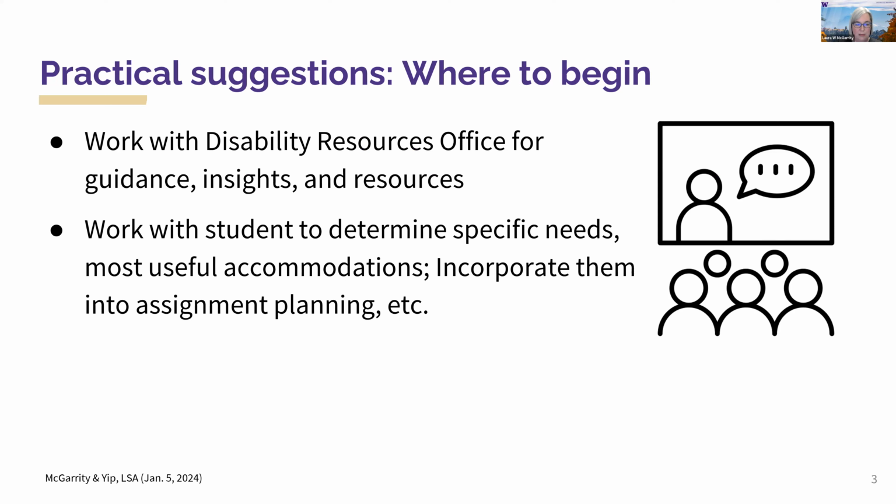In terms of where to begin, one obvious place is with your university's Disability Resources Office. Hopefully every university has one. They can offer guidance, provide insights, and identify resources that might be helpful in making your course more accessible. In addition, if you do have a student with a disability, it's best to work with them to determine their specific needs and which accommodations they find most useful, as there's no one-size-fits-all solution to any given disability. If you can, incorporate the student into your assignment planning so that you can find what will work best for both of you.